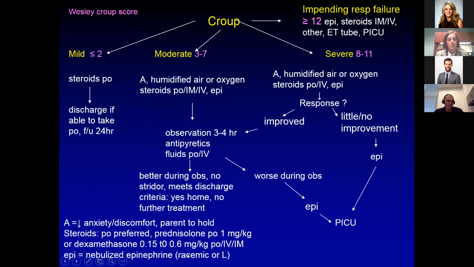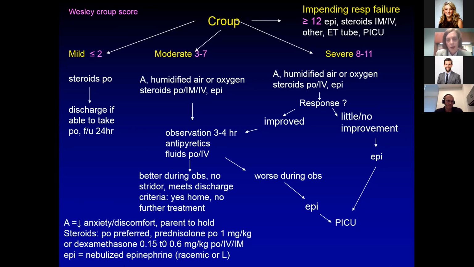So this is a busy slide, but if you go over to the right-hand side of my screen, respiratory failure would go to the ICU, obviously, with the usual treatment of steroids and so on. If they're mild, hit them with the PO steroids and send them home. You don't need to do much more. But if they're moderate and maybe severe, the lower end of the 8 to 11 severe on the Westley Croup score, always decrease the patient's anxiety and discomfort, have the parent hold them and comfort them. That's number one. Humidified air or oxygen, steroids, and then epinephrine.